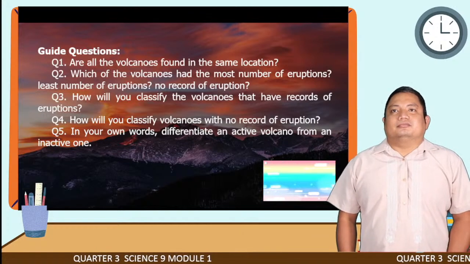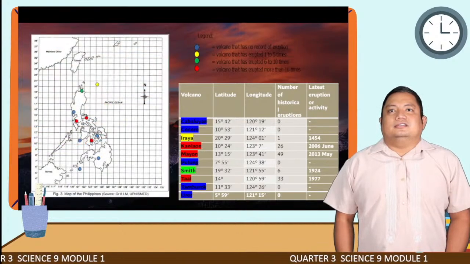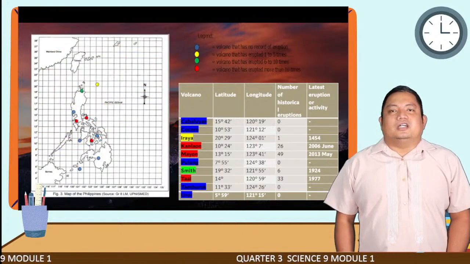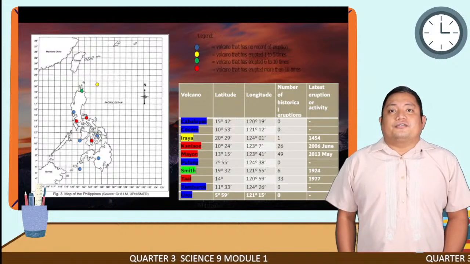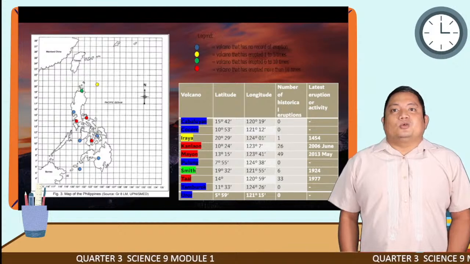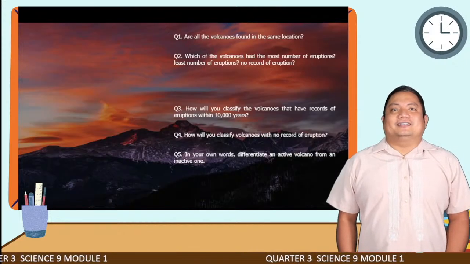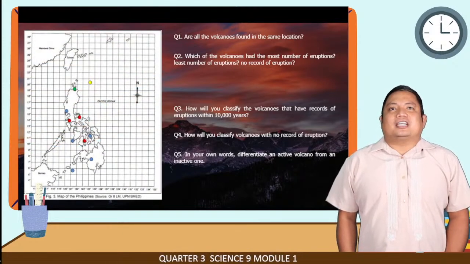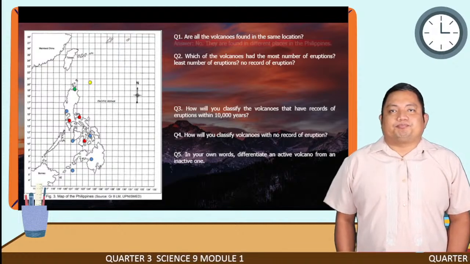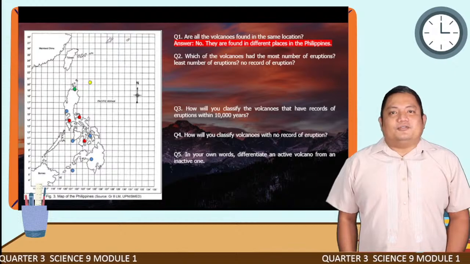Time's up. Let us check your answers. That is right. There are five blues, three reds, one yellow, and one green. So question number one. Are all the volcanoes found in the same location? No. They're found in different places in the Philippines.